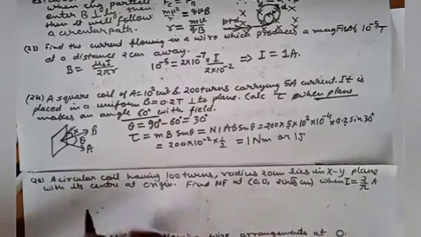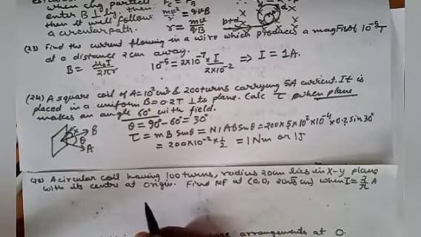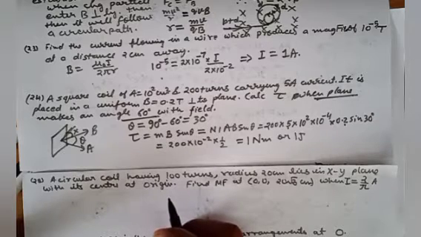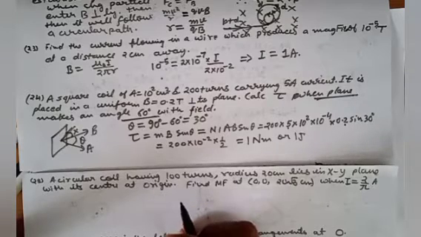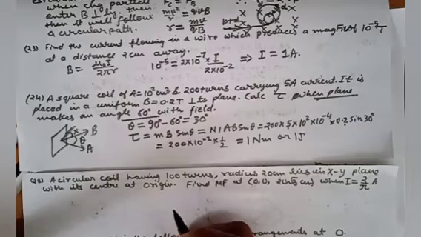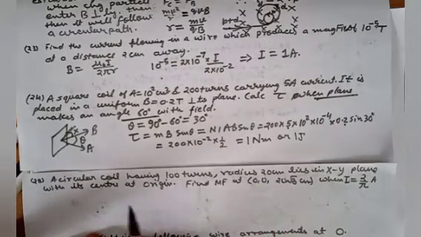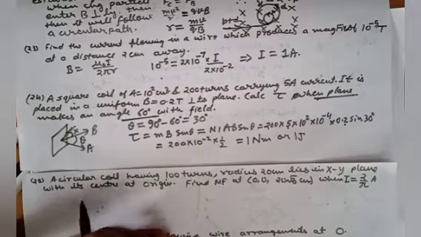So there is another question: a circular coil having 100 turns, radius 20 centimeter, lies in the xy plane with its center at the origin. Find the magnetic field at this point. In terms of coordinates, sometimes it looks a bit difficult. They haven't asked for vector form, so we have no problem with that. What we are going to do in this question is, this will be the distance on the axis. So this is the question in which we have to find the magnetic field on the axis.